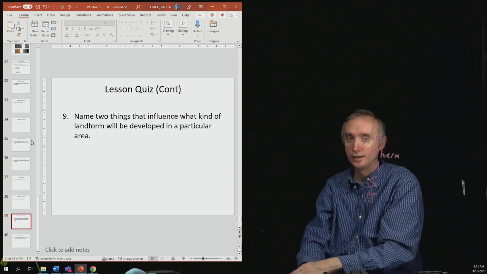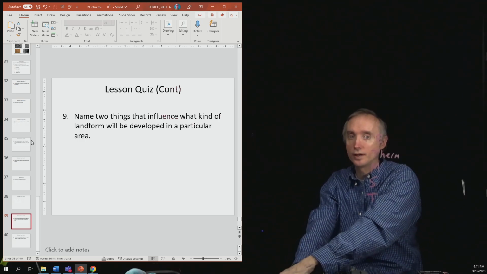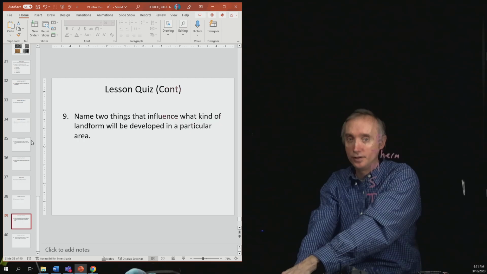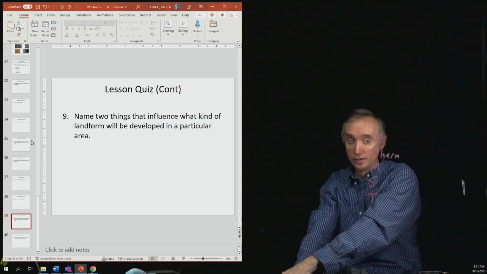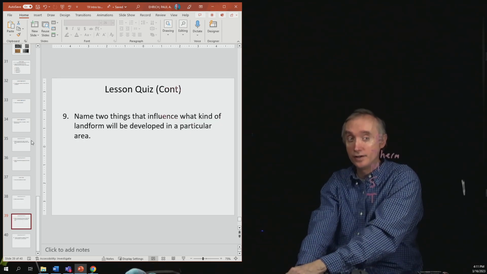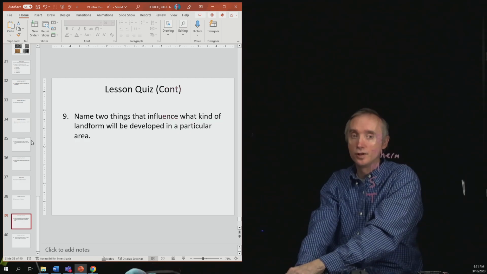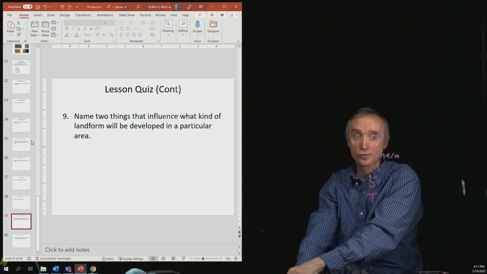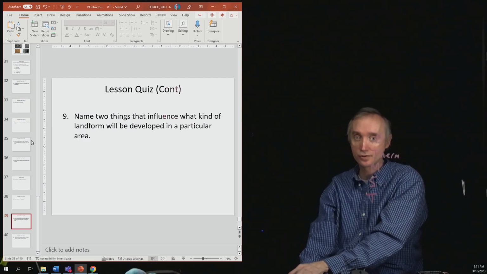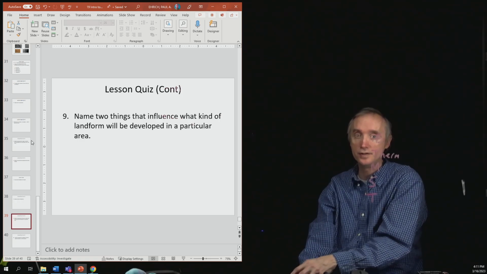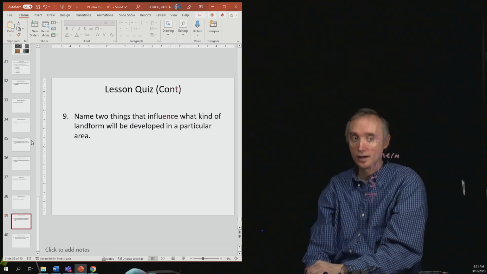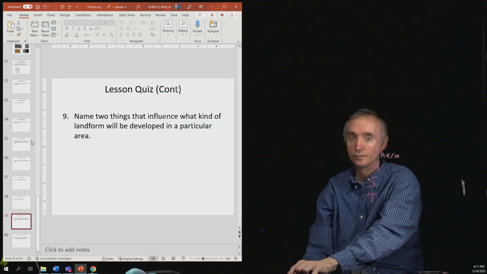Number 9, name 2 things that influence what kind of landform will be developed in a particular area. So one was elevation. Another one was what were the kinds of rocks that were present. What's the climate like? How much rain does it get? What's the temperature like? So all of these things are going to influence the kind of landform that you're going to end up with.